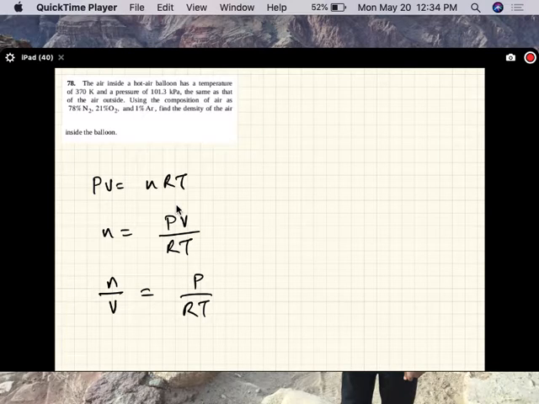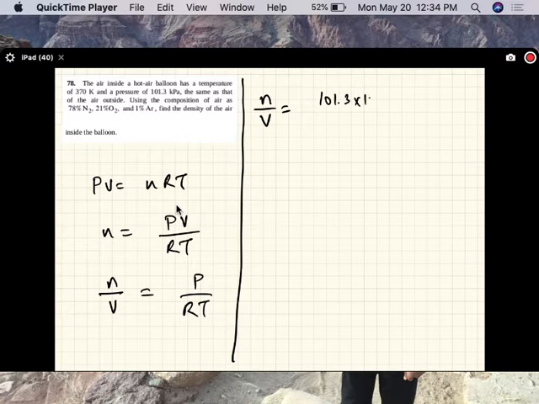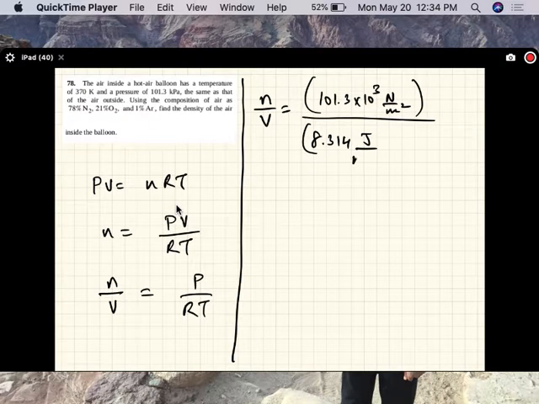And so P is 101.3 times 10 to the 3 pascals. R is 8.314 joules per mole per Kelvin. And the temperature of the hot gas is 370 degrees Kelvin. So in the balloon, there are this many moles of gas per cubic meter of the balloon.